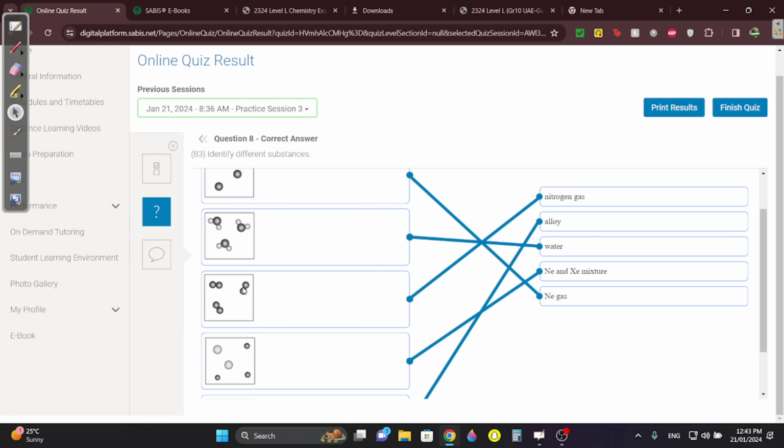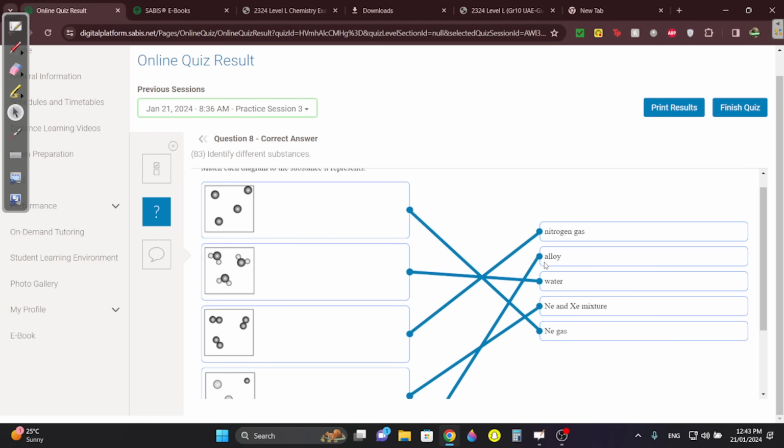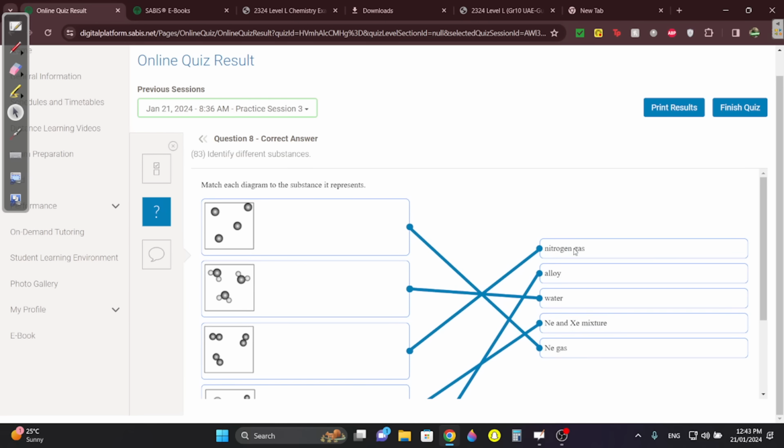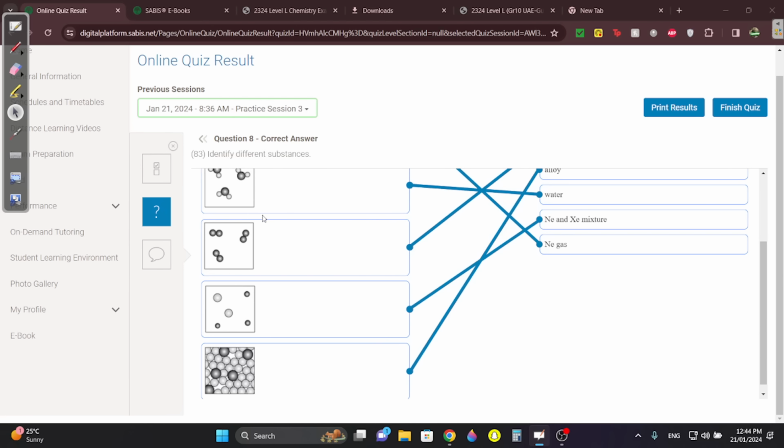This one here, it's two stuck to each other. It's going to be nitrogen. You're going to ask, how do I know which one's nitrogen, this one or this one? You know, nitrogen is diatomic. We write it as N2. We don't say N, we say N2, right? For nitrogen, it always exists as 2. Always 2.